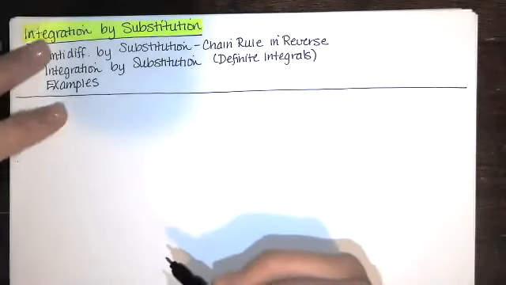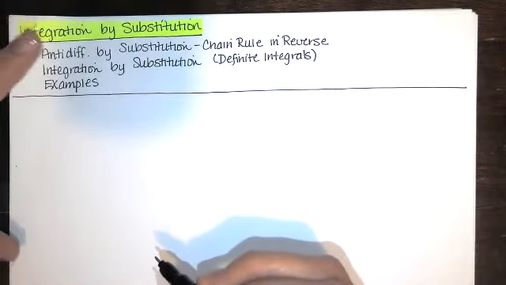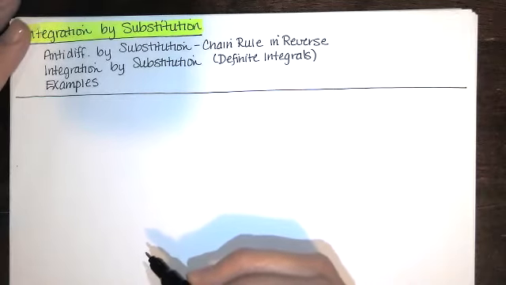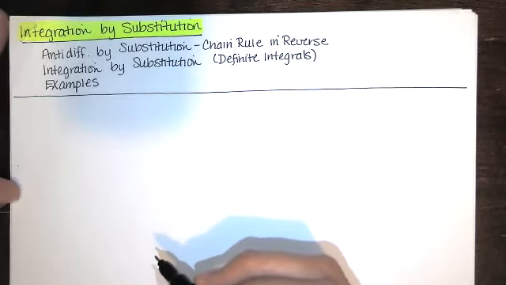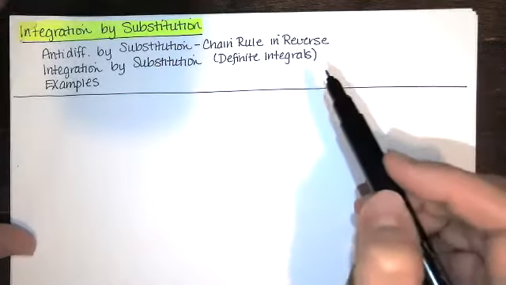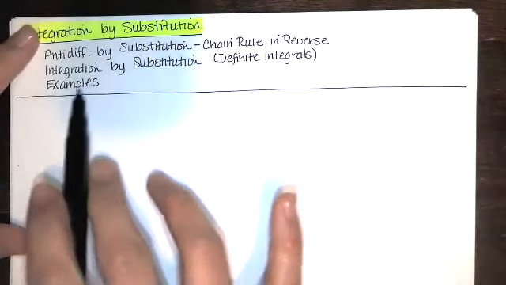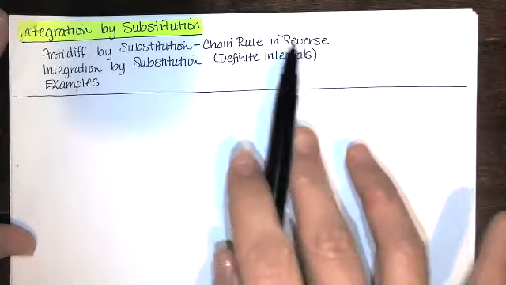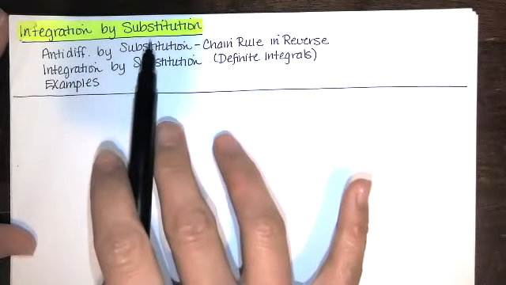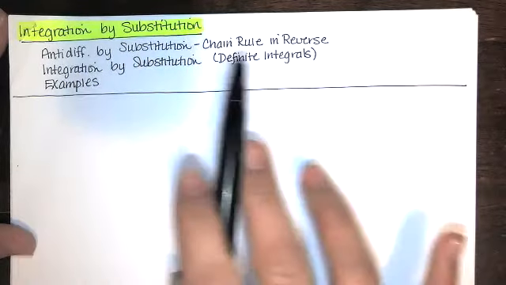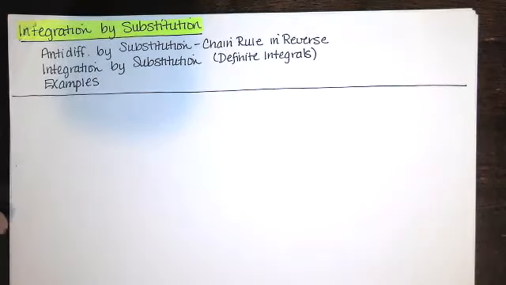In this video, we look at integration by substitution. In the last video, we talked about antidifferentiation using u-substitution. We said it was the chain rule in reverse. We'll review that briefly. And then we'll talk about how that identity that we talked about in the previous video holds when we have a definite integral. Then we'll look at a few examples.